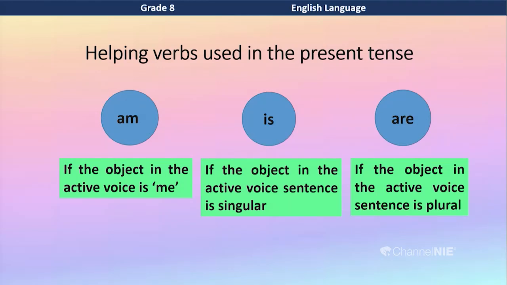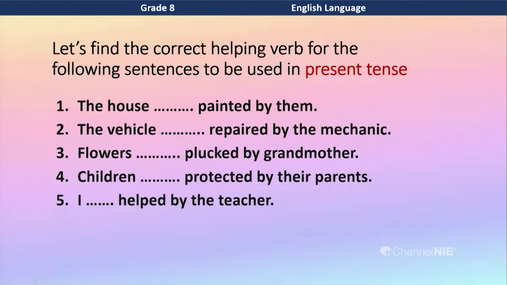Am is used if the object is me in the active voice sentence. And if the subject is singular, we can use is. And if the object in the active voice sentence is plural, we can use are, right? Am, is, are, right? So, you have an activity to practice this.